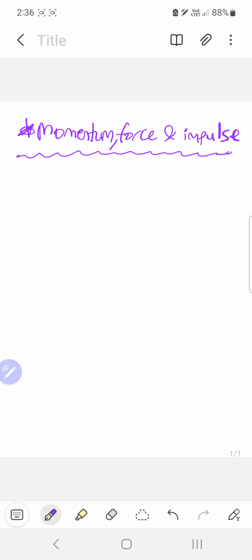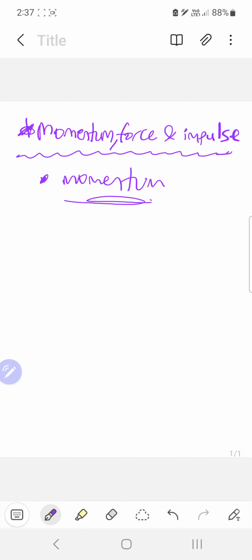This is a video on momentum, force, and impulse. These are actually part of Module 2, Dynamics, for the Year 11 Physics course. And I thought I'd combine all these three concepts into a short video, just demonstrating that they're all related in some intrinsic way. So I'll start off with momentum.